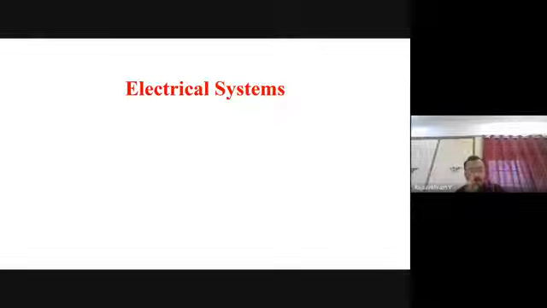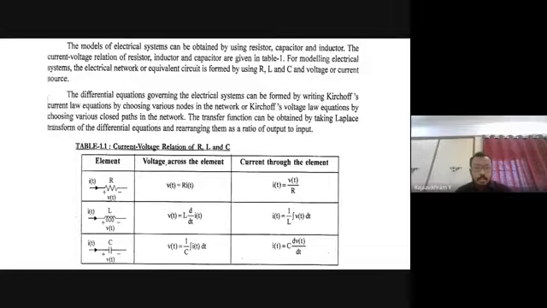So again, repeating, the mechanical translation system is a continuation that leads to the electrical system. First, the models of the electrical system. The models of electrical systems are obtained from three elements: resistance, capacitance, and inductance. So already you know that. The characteristics of each element, in terms of voltage and in terms of current, are given in Table 1.1.